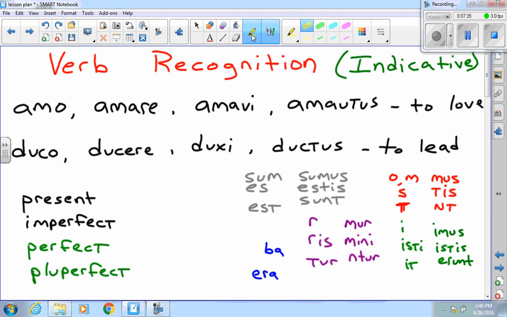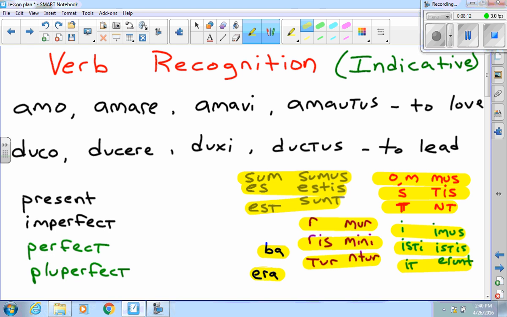So the real key to this is understanding which ones are unique to certain tenses. For example, sum, es, est, sumus, estis, and sunt are unique to the perfect passive. You won't find them anywhere else. The I, isti, it, imus, istis, and erunt are unique to the perfect active. These or, ris, tur, mur, mini, and ntur are unique to the present system passive voice. The rest of them are going to use these red guys, o, s, t, mus, tis, and nt. We have our markers BA and ERA, and that's it.